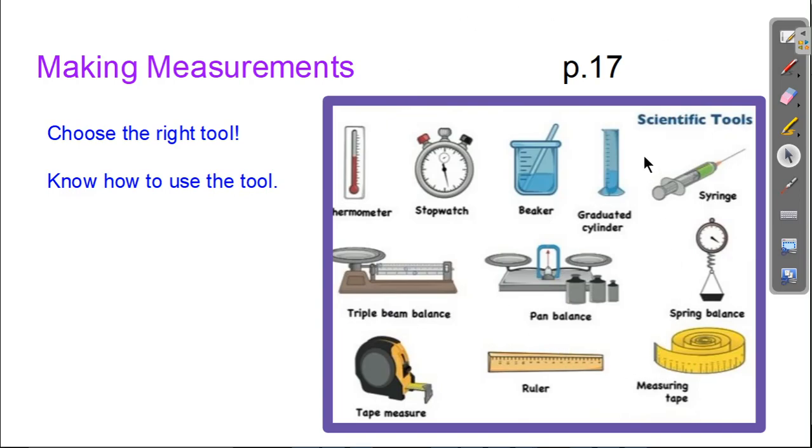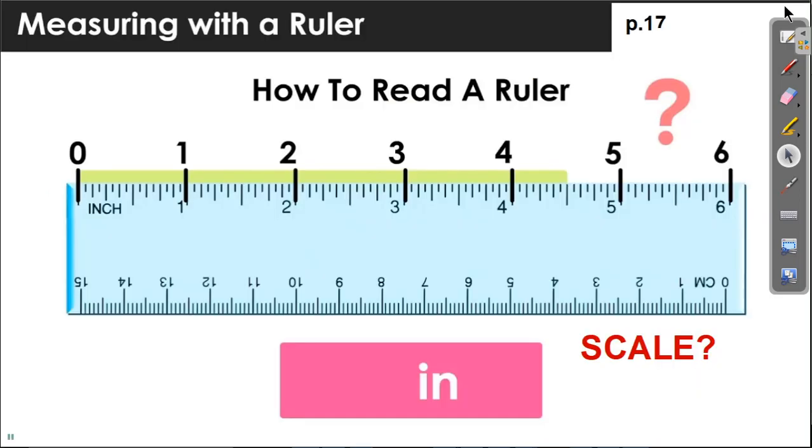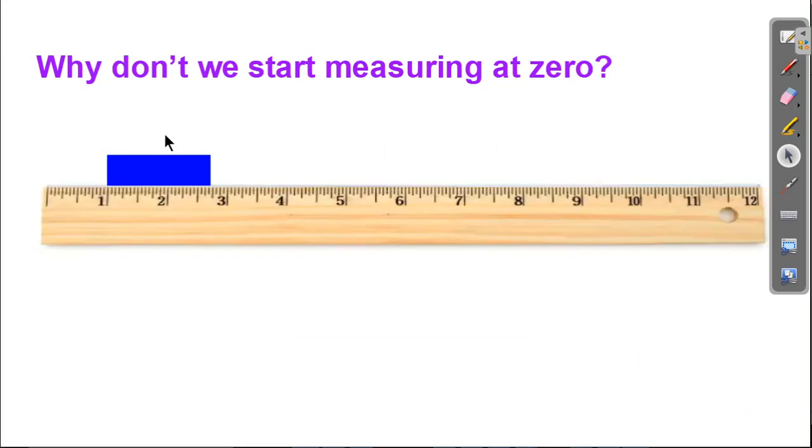And what do I mean by know how to use your tool? Well, use the right tool. Trying to measure something like the length of something, whatever. This is a ribbon, okay? Use a ruler. Know the scale. Know the units that you're using. You're used to using inches, but in science, you will not be using inches. You're going to be using the metric system.